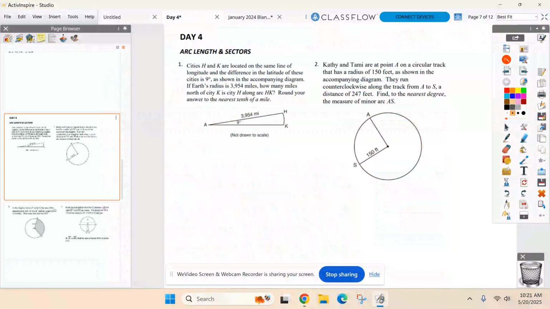Notes today. Let's start with arc length. How long is a piece of the circle there? The arc. So we're going to start here. How long is arc HK?